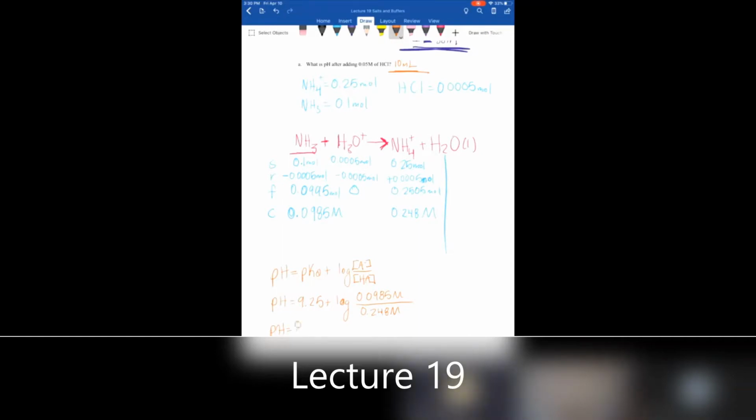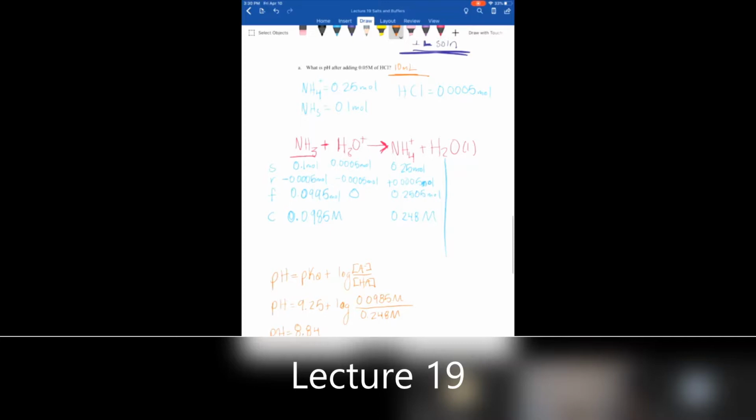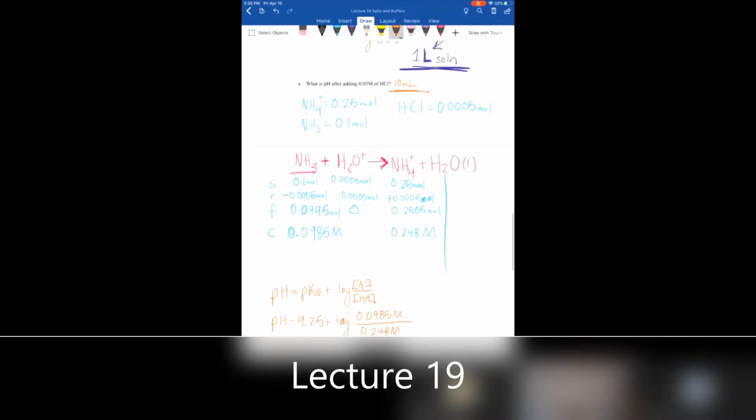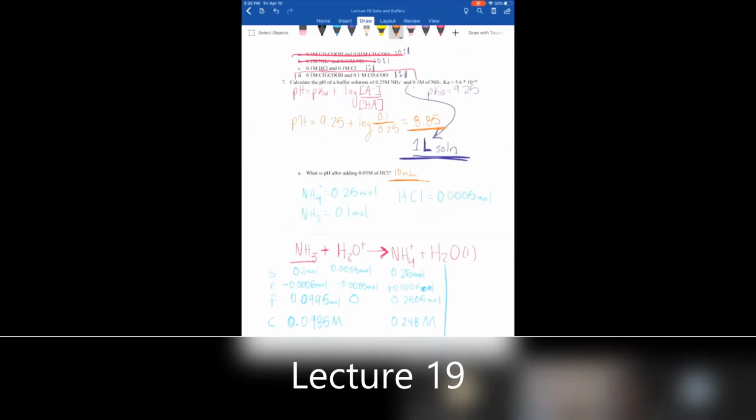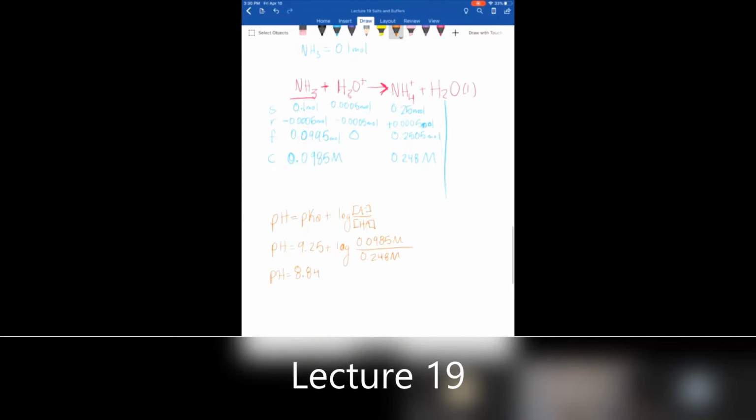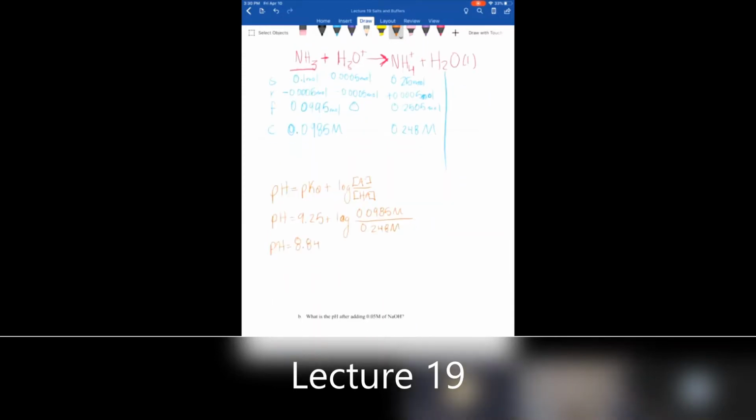Okay. You got 8.84. What was the pH of your buffer? It was 8.85. See how tiny of a change that was? It was almost non-existent. Yeah. And then you can also look at your pH again to see whether or not it makes sense.